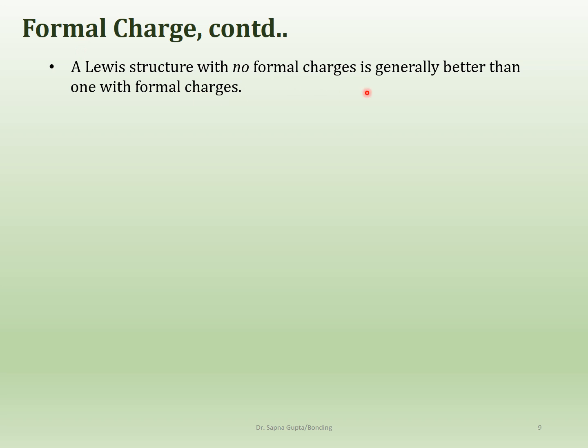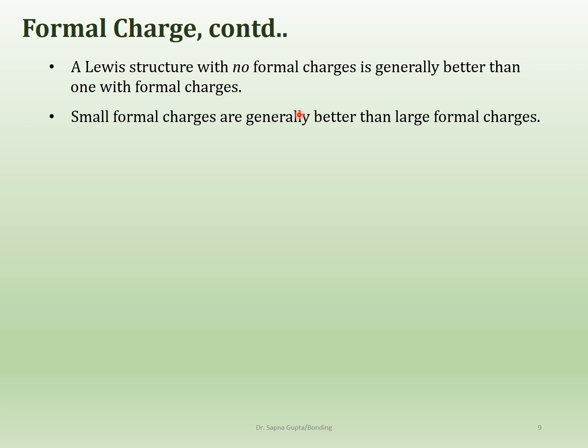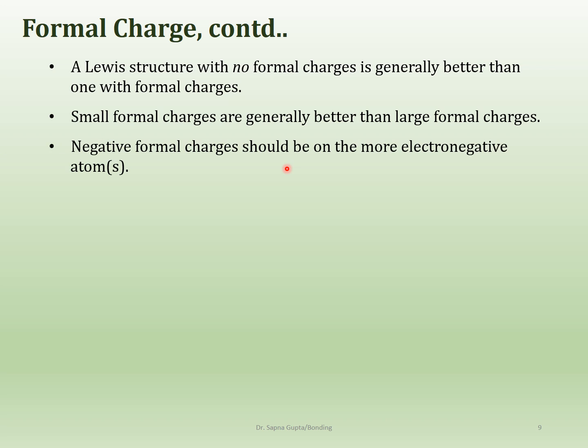A Lewis structure that has no formal charge is generally better than one that has a formal charge. If you have a positive or a negative, that is not as stable as a neutral substance or a neutral molecule. If you have to have a charge, then a small formal charge is good. For example, just a -1 or just a -2 is good. You cannot have +1 and -1 on the same one. Those are not stable. In some cases they are, but generally if you can avoid having charges, it's better.